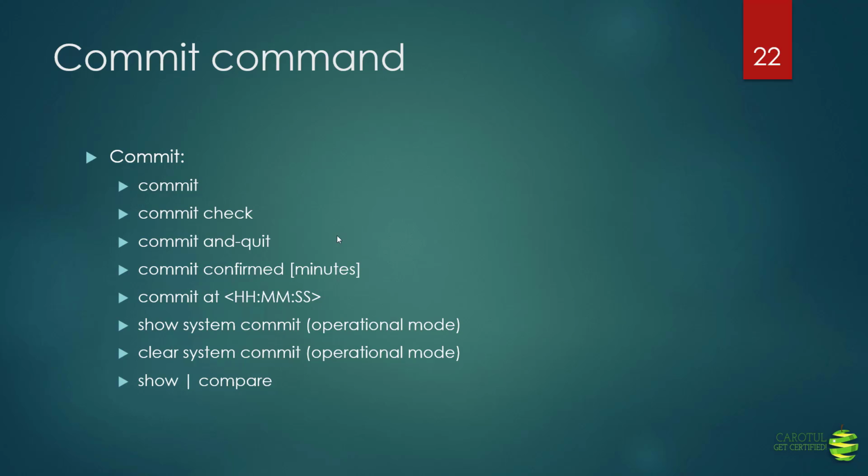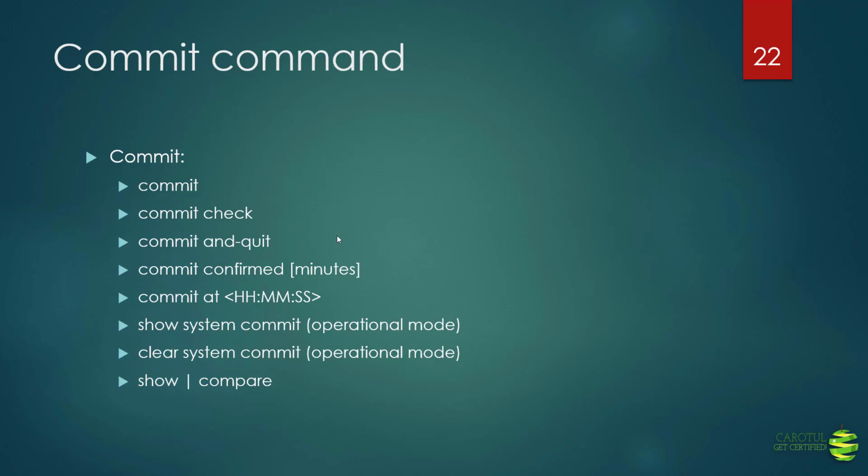And then of course you have commit at, and you can type exactly what time you want to commit if you don't want to commit right now. So you can schedule your commit, and if you schedule it, you can check it with show system commit. That command goes on the operational mode, everything else goes in the configure mode, but show system commit and clear system commit go on the operational mode.